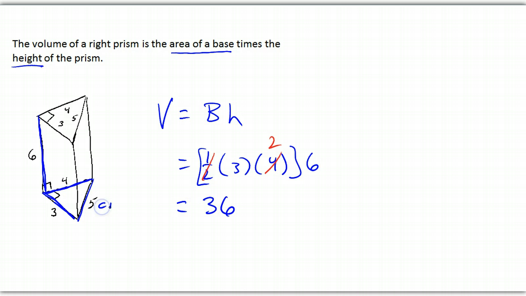Okay, now let's say that the units are centimeters. So this area of the base is going to be centimeters squared, and then I multiply by 6 centimeters of height, and volume will always have your units cubed.